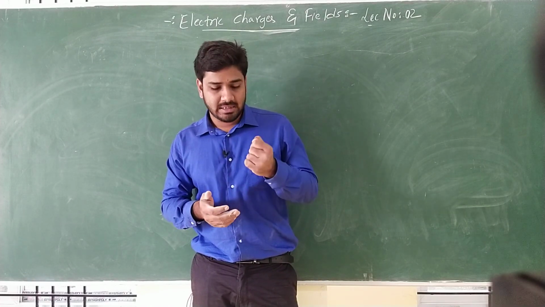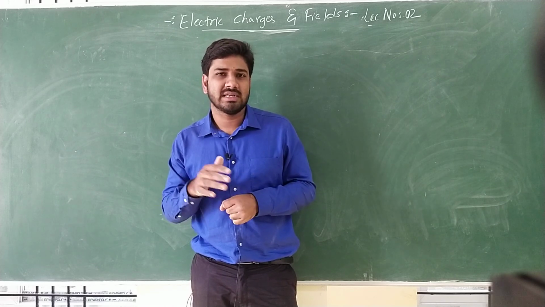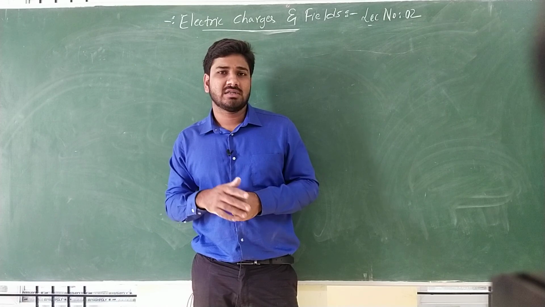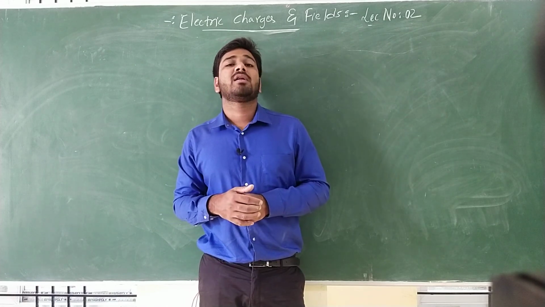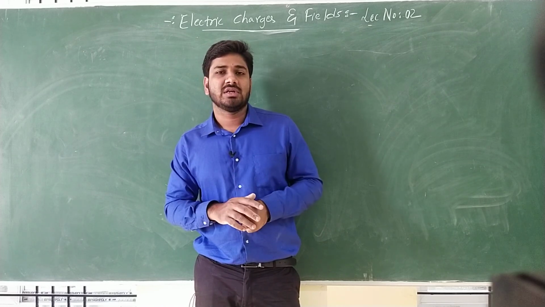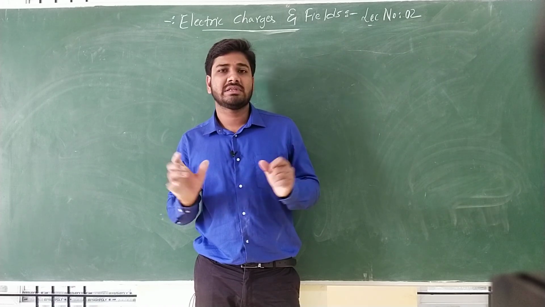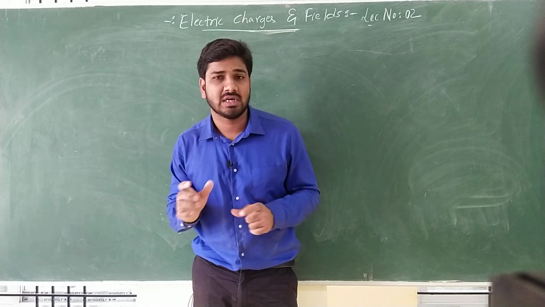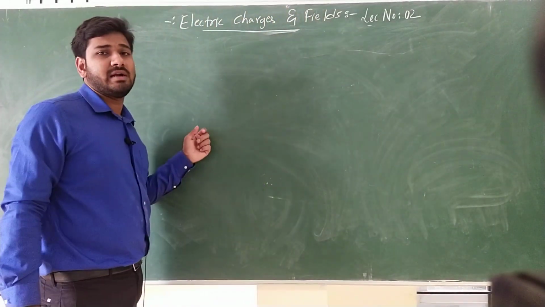But charges smaller than this have also been discovered, from quarks and antiquarks, with charges like e/3, e/2, 2e/3. But they are not independent. So quantization of charge means everything is available in a fixed number. The charge on a body is an integral multiple of the fundamental charge.